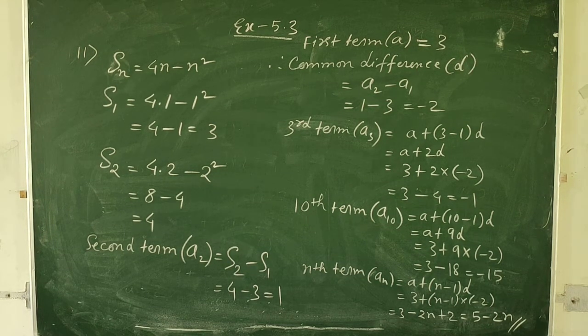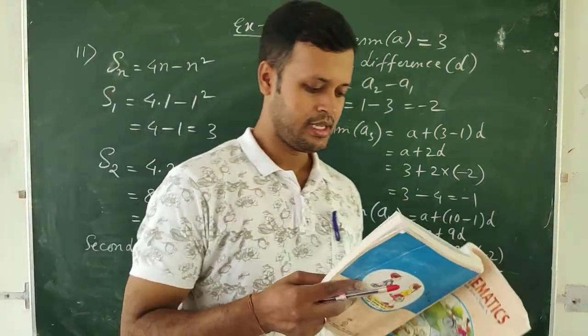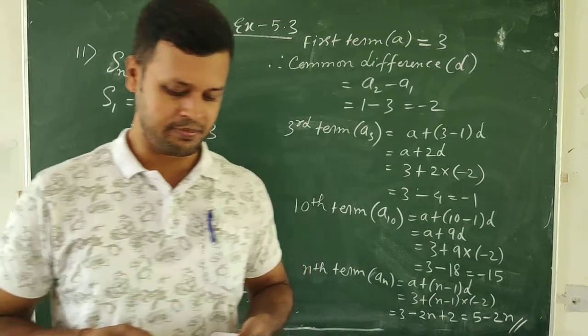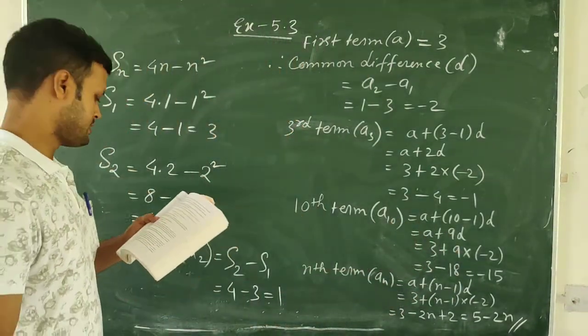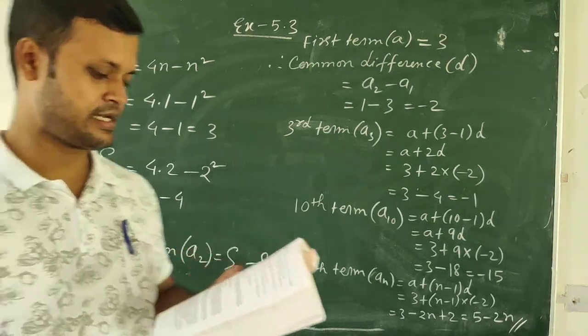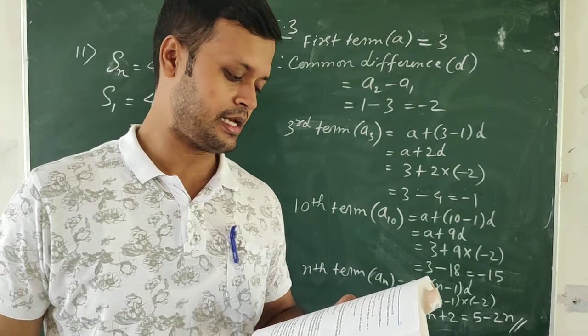So students, let us see sum number 11. If the sum of the first n terms of an AP is 4n minus n square, what is the first term? What is the sum of the first two terms? What is the second term? Similarly, find the third, the 10th and the nth terms.